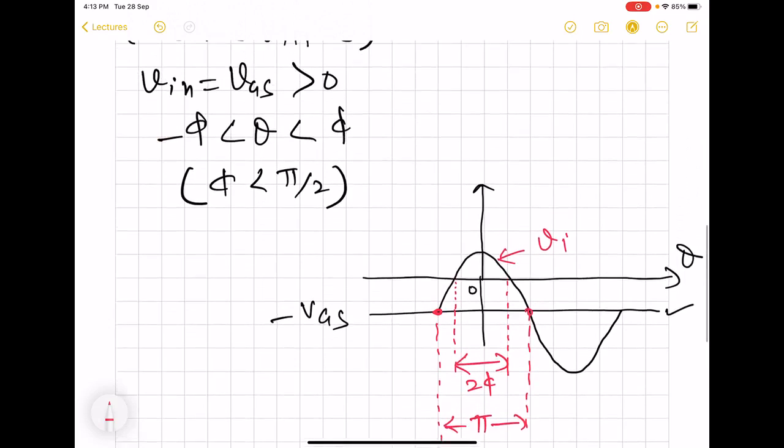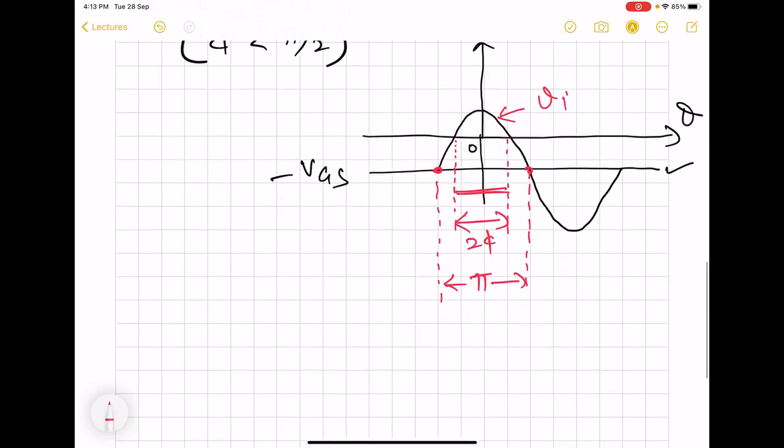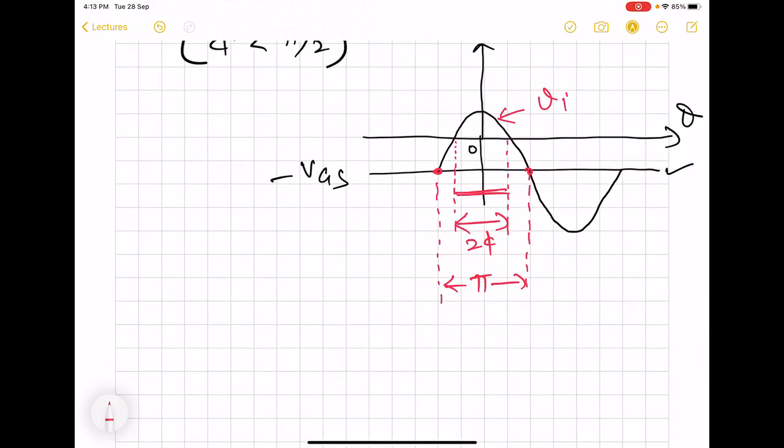Now, since the MOS is on only for this much duration, we are going to get drain current only for this portion, and for the rest of the portion, there will be no drain current. So the no drain current portion is going to be from here to this much portion and here. So ID is going to be 0 for this portion.